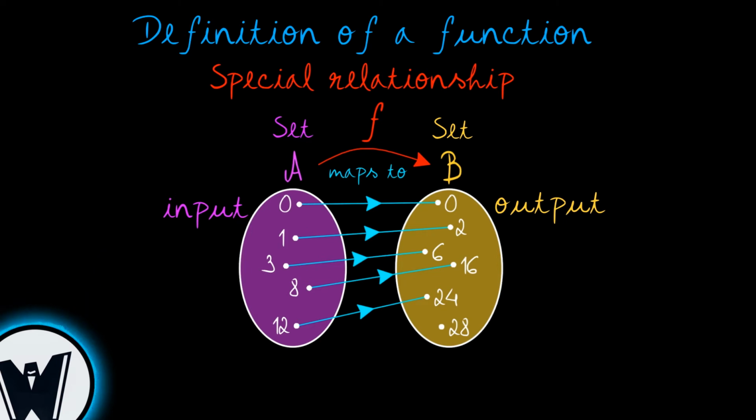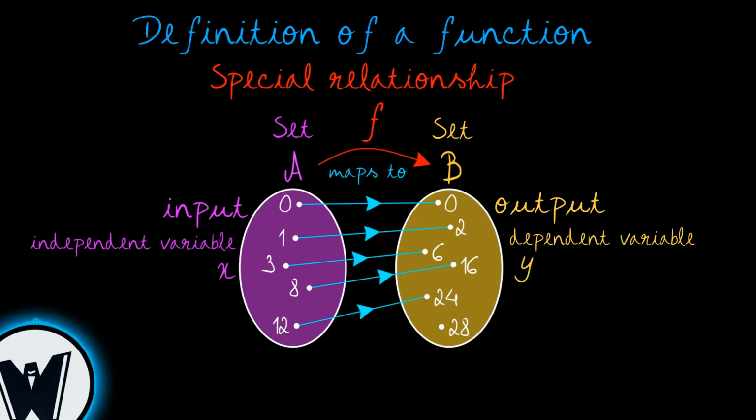The input of the function is often called the independent variable. It does not depend on anything other than our will. Now the output depends on the input variable, and thus it is called the dependent variable. Usually we name x as our independent variable and y as our dependent variable, and so we can write that y is a function of x, y equals f of x.